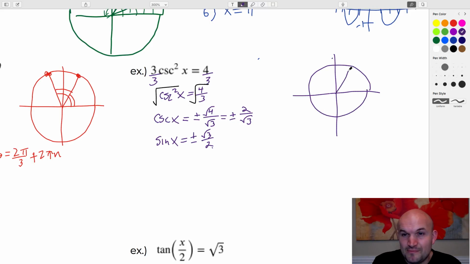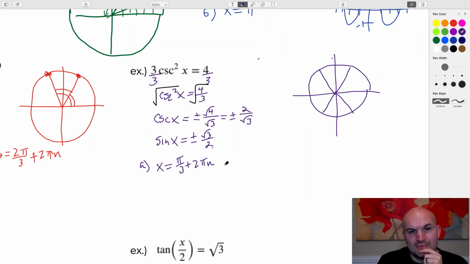So now we have pi over 3, 2 pi over 3, and now we have when sine is negative as well, right? So we have 4 pi over 3 and 5 pi over 3. Now, what a lot of students will do when they write their answers is they do all of them. They do x has to equal pi over 3 plus 2 pi n. X has to equal 2 pi over 3.